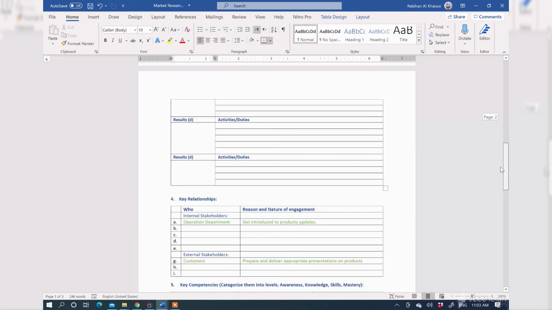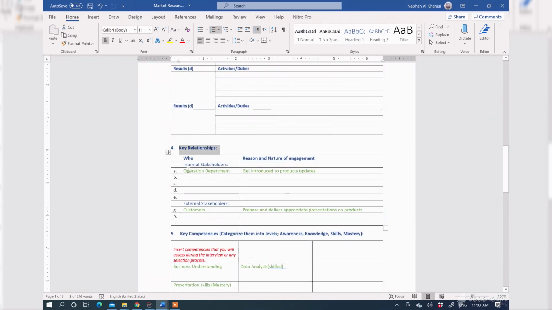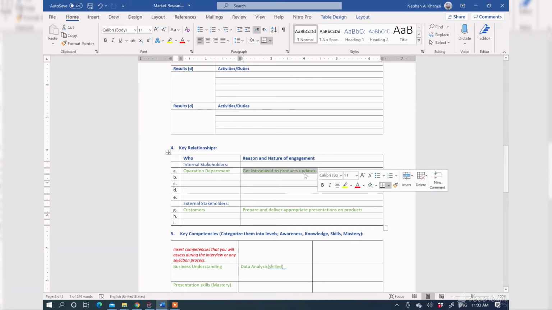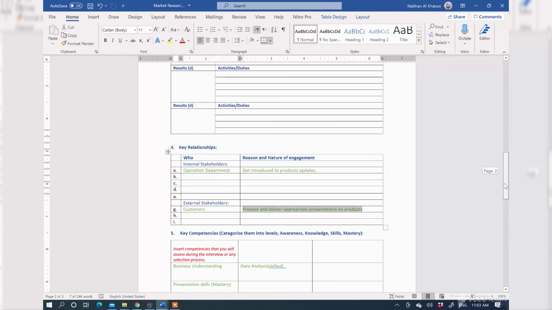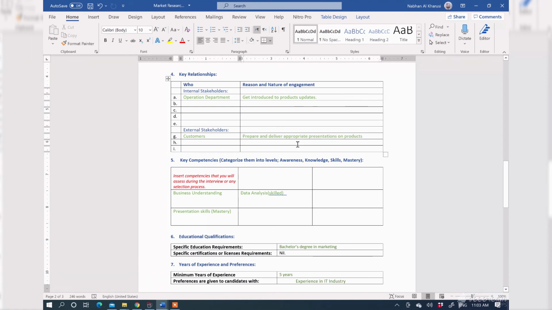And then we move to the fourth element. Let's say for a market researcher, he or she needs to interact heavily with the operation department, and the reason and nature of that engagement is to get introduced to product updates, and there could be so many things you can include in here. For the external stakeholders, this employee is going to be heavily interacting with customers, and the nature of that engagement is to prepare and deliver appropriate presentations on products, probably. So again, you can list down whatever is the nature of that engagement.